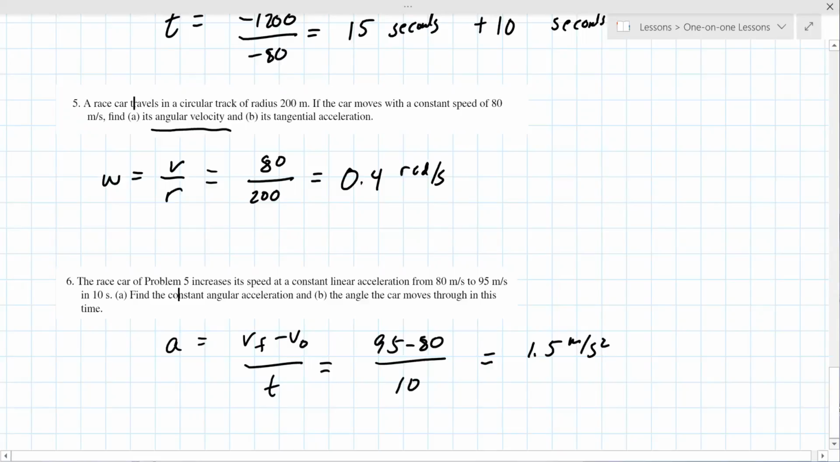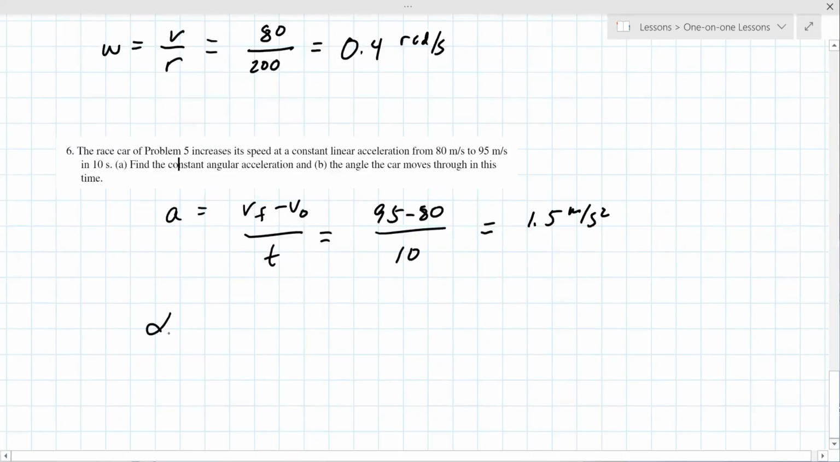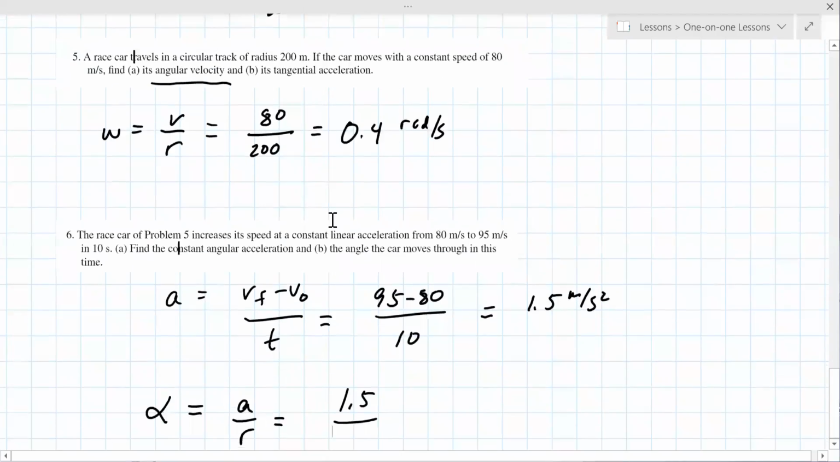Now is where we can actually do something. The angular acceleration is a over r. Well, you have a. Your a is 1.5. Your radius is, from the previous problem, 200. So that ends up being 0.0075 radians per second squared. And that's 7.5 times 10 to the negative 3 power.